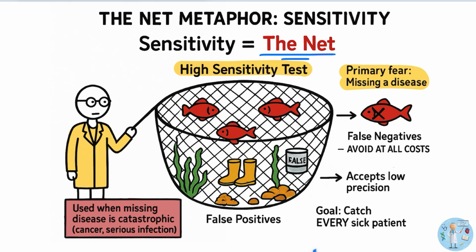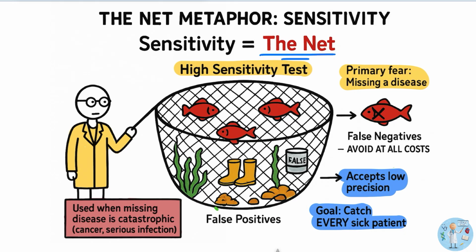Okay, so imagine you're fishing, and you cast this huge net with holes so tiny that nothing can get through. If you have the disease, if you're a fish, this net is going to catch you. That's your true positive. Exactly. And to make sure that happens, you're willing to sacrifice a bit of precision. A lot of precision, sometimes. Because that superfine net doesn't just catch the fish. Right. It catches everything. Seaweed, old boots, garbage, all that junk.